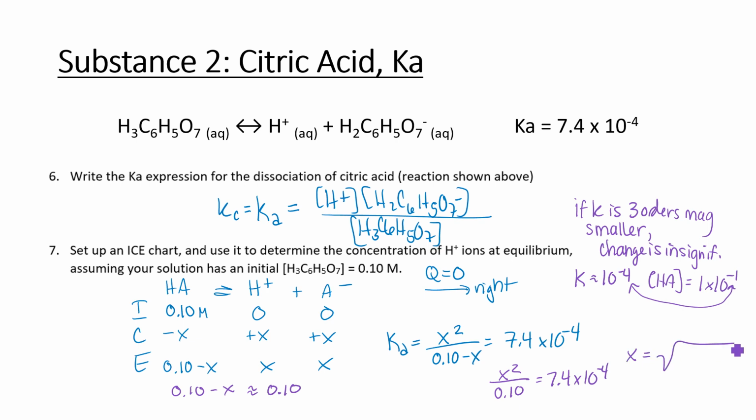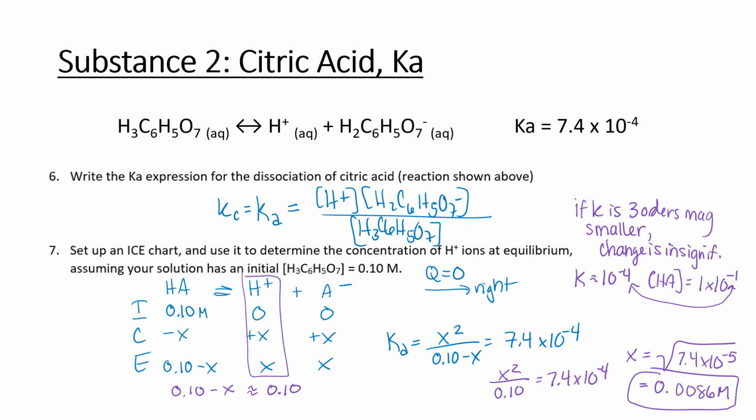So you end up with x being the square root. I'm going to plug this in my calculator. Okay, so we've got that, and then we've got that by times 0.1. So it's the square root of 7.4 times 10 to the negative fifth, because you're going to multiply these two things together. And if you take the square root of it, you should end up getting that x is 0.0086 molar. And notice x is your concentration of hydrogen ions.